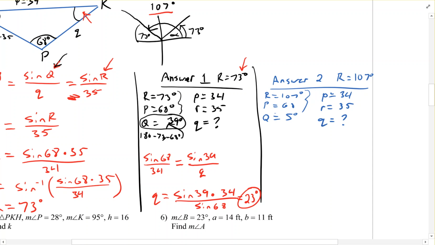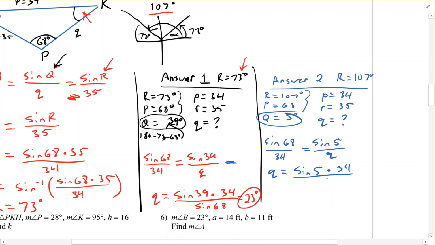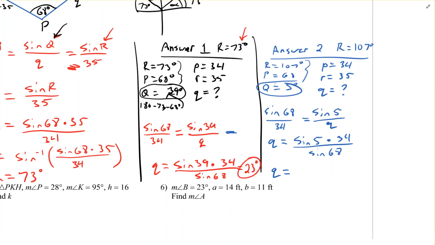Okay, so we've got that so far. Now all we've got to do is plug it back in just like we did here. So we'll go sine 68 over 34 is equal to now sine of 5 degrees. That's our new one there, right? Over Q. If we rearrange for Q, we would get sine of 5 times 34 over sine 68. And then Q would be equal to, and you get 3 degrees. Not degrees, no, sorry. It's not degrees, that's a side. So that wasn't a degree up there either. Okay, so you get 3 for that. So those are your 2 answers.